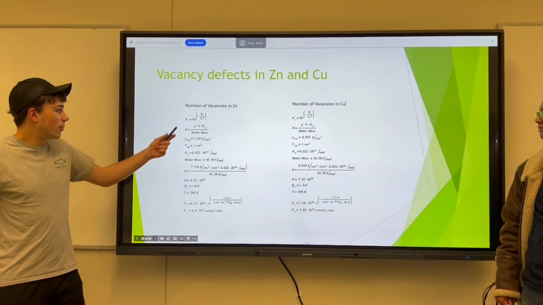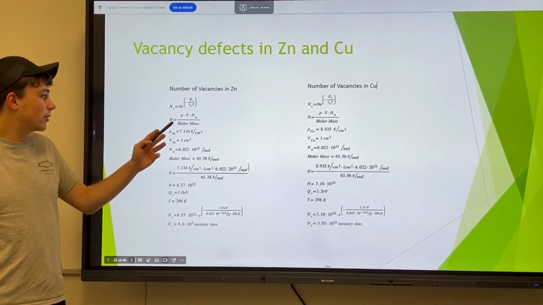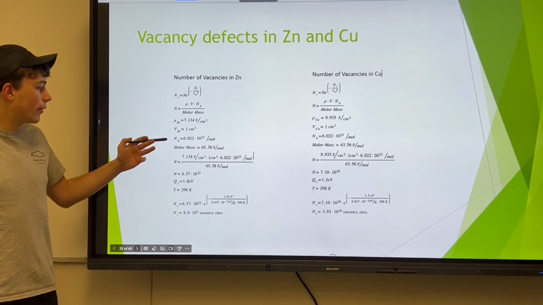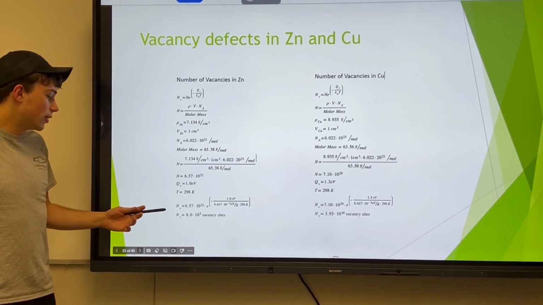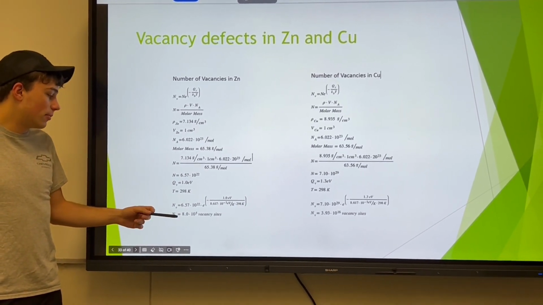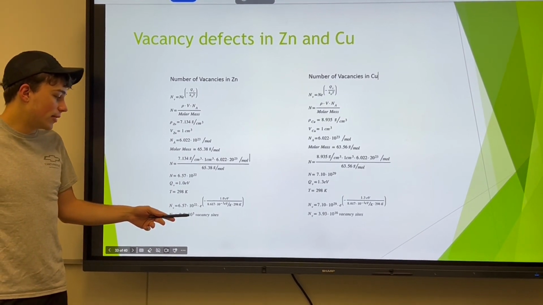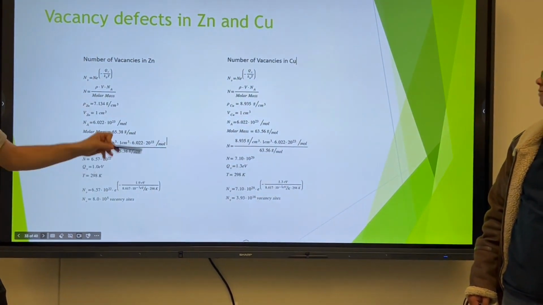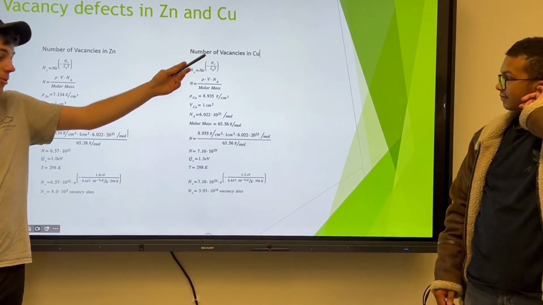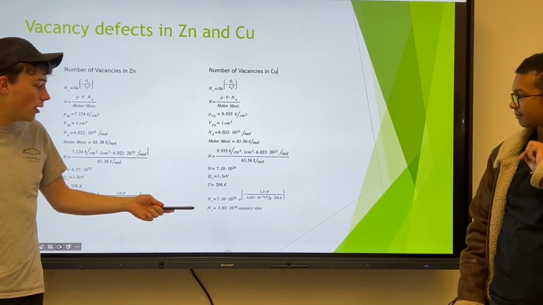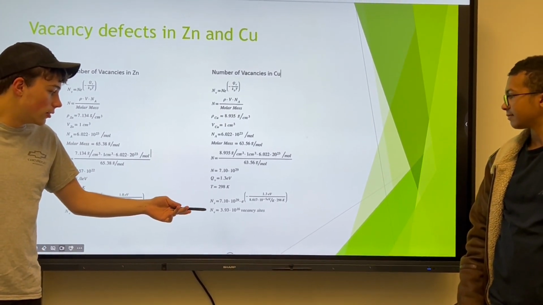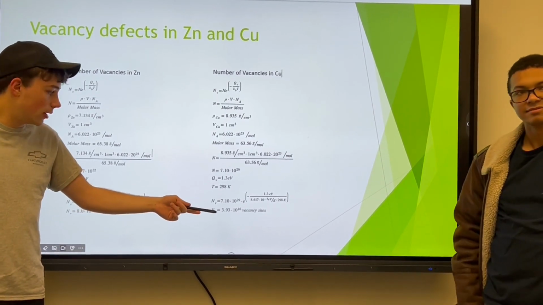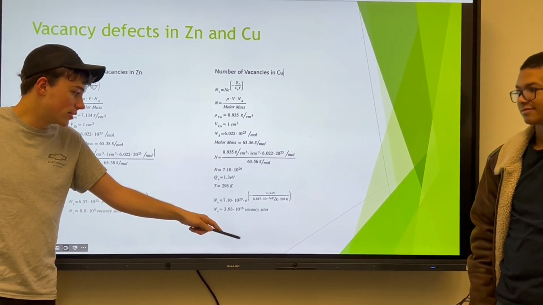So the number of vacancies in zinc, we take the equation here, we plug in the variables, we find that the number of vacancies is 8.0 times 10 to the fifth vacancy sites. And then the number of vacancies in copper, we do the same equation, and we find that the number of vacancies is 3.93 times 10 to the 16th vacancy sites.